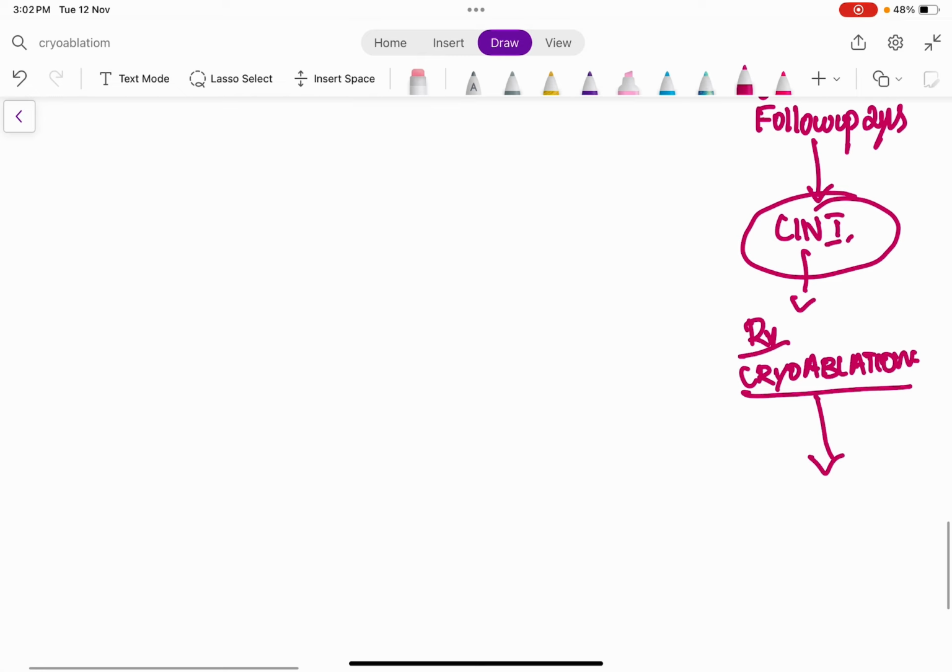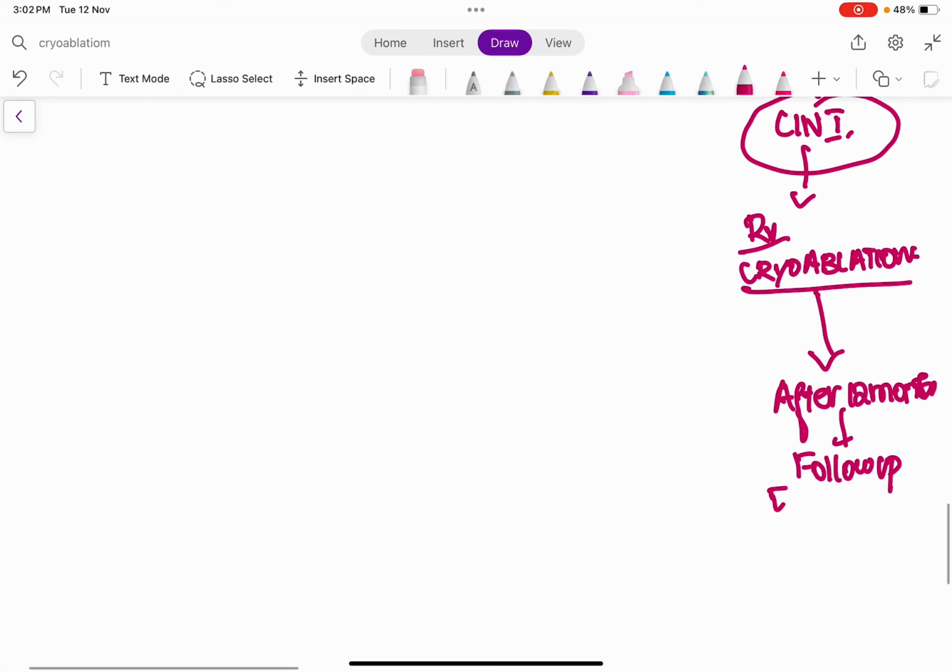So after that, after 12 months, I have to follow up this patient. So you have to follow up this patient with HPV DNA testing.